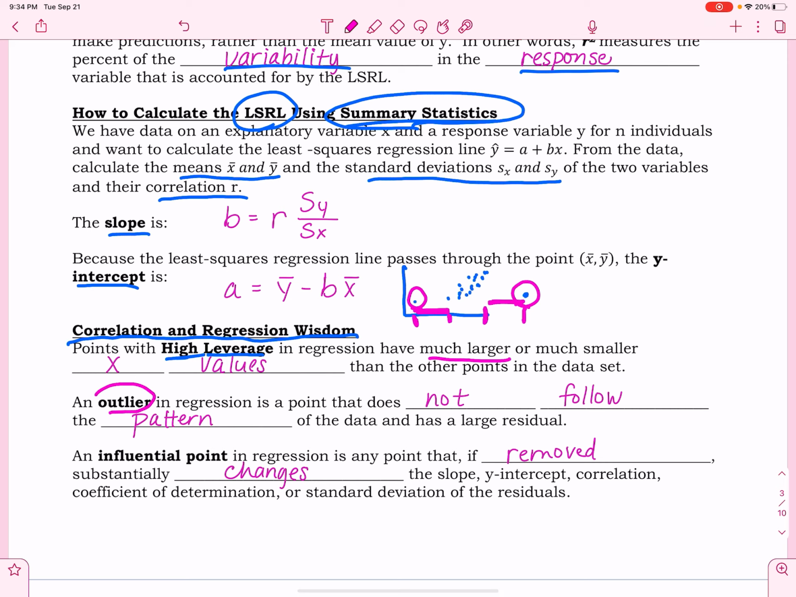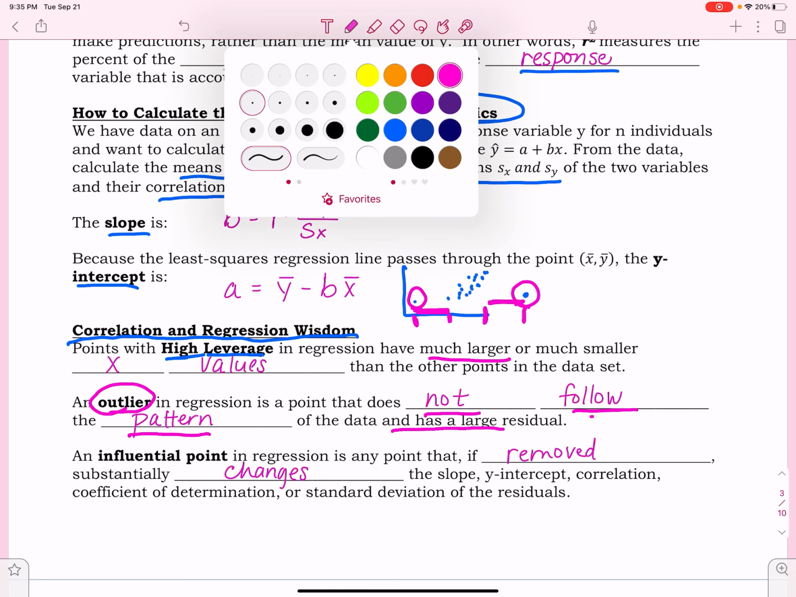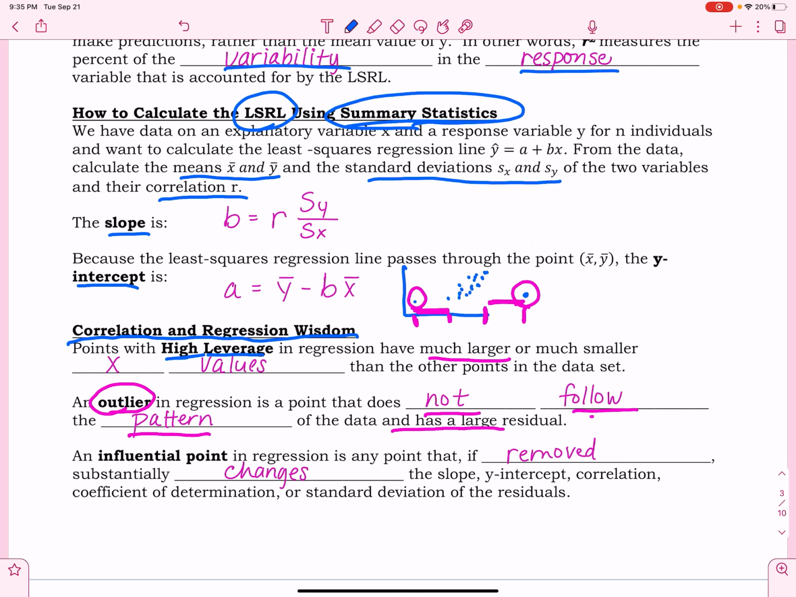Okay, let's talk about an outlier. An outlier is a point that does not follow the pattern of the data and has a large residual. Okay, an example of this, oh, my pen slipped. Sorry, kids. Okay, an example of a point that would be an outlier. Say I've got some points here. An outlier would be something outside the pattern, so it doesn't follow the pattern and it's got a large residual. So something like this might be an outlier, okay?